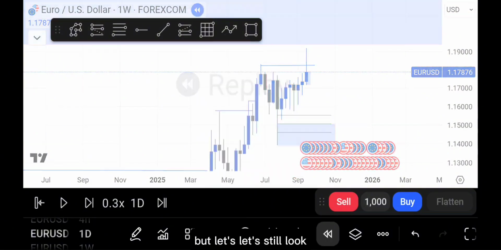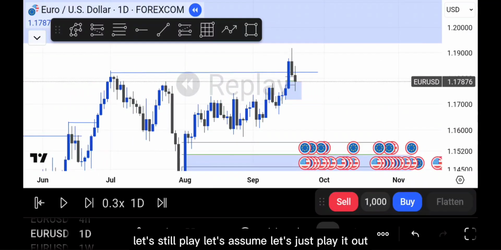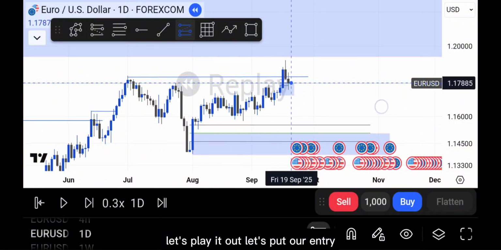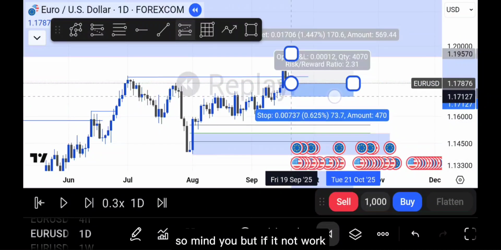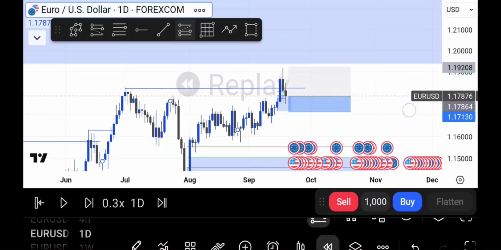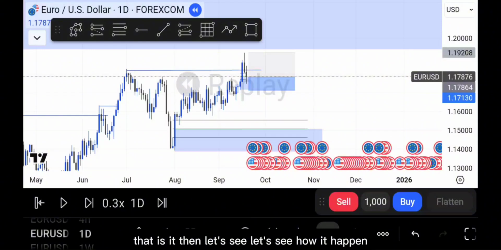But let's still play it out, let's assume. Let's put our entry. So mind you, if it does not work, we've already seen the reason why it will not work. Let's see how it happens.